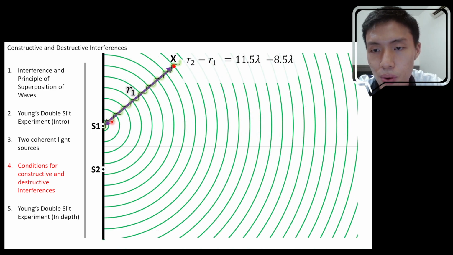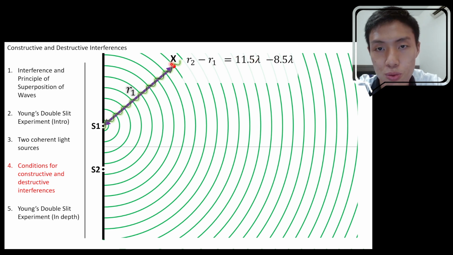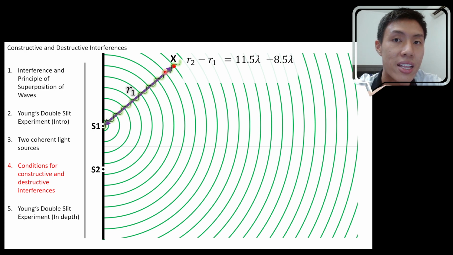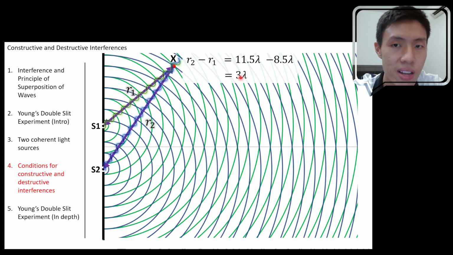Let's calculate again. 1, 2, 3, 4, 5, 6, 7, 8 and a half. So 8.5 wavelengths to go from slit 1 to X. So you can see that the path length from S2 to X is 11.5 wavelengths, the path length from S1 to X is 8.5 wavelengths, and the path difference between these two sources arriving at point X will be 3 wavelengths. For point X, the path difference is 3 times the wavelength.